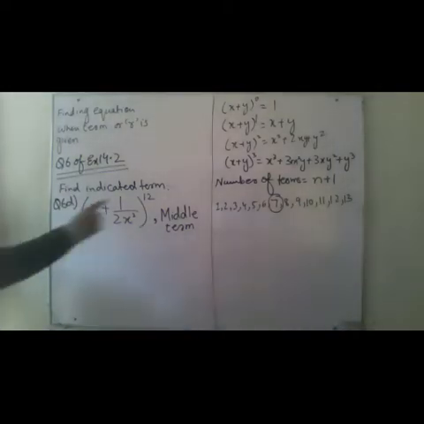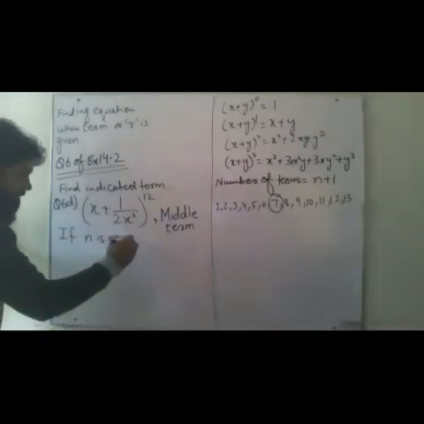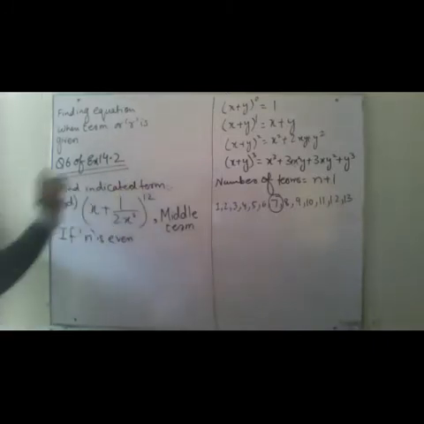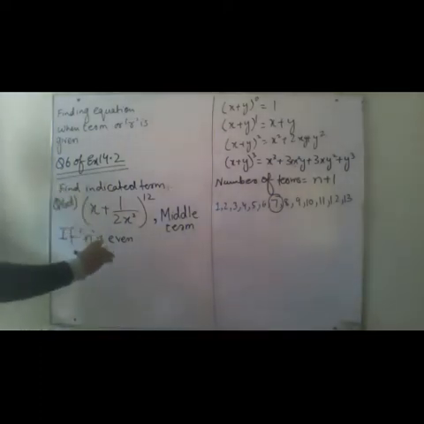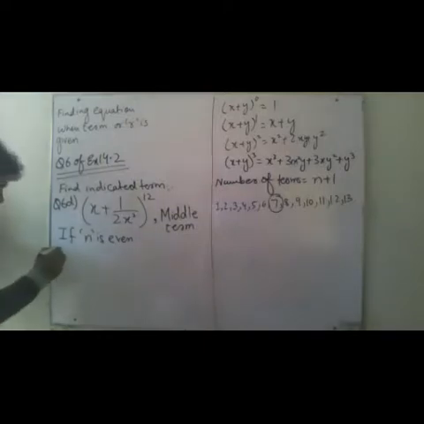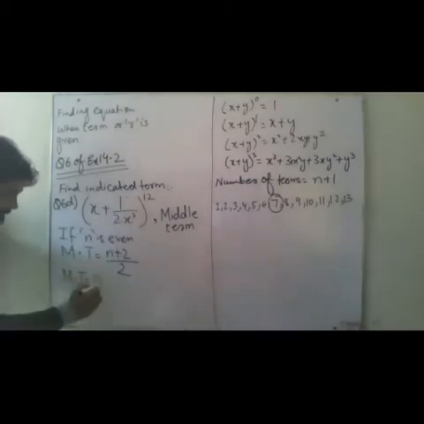How will I do it? See, if n is even, that is, the total whole power is given to you as even, how will you find the middle term? You will say the middle term will be (n plus 2) upon 2. Okay, let's check it in this case. Middle term equals, what is n given? 12 plus 2 over 2.